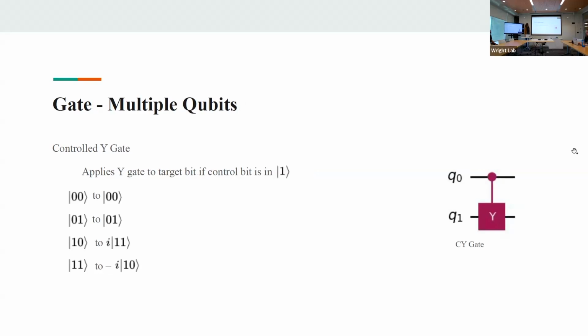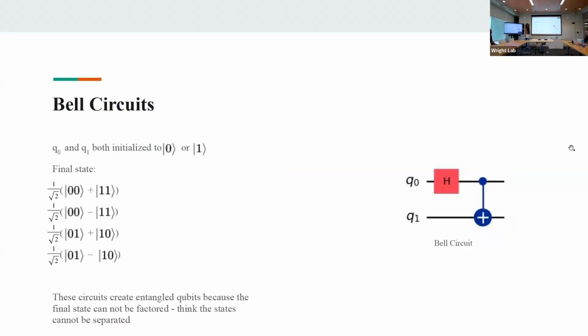And one more gate is the controlled Y gate, which applies the Y gate to a target qubit if the control qubit is 1. And on to some circuits. So the Bell circuit is over there. It's built with a Hadamard gate, followed by a CNOT gate, where both Q0 and Q1 are initialized to 0 or 1 in the 4 different ways to correspond to these 4 different states.